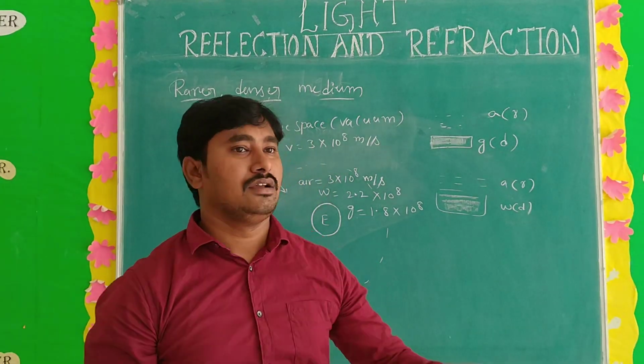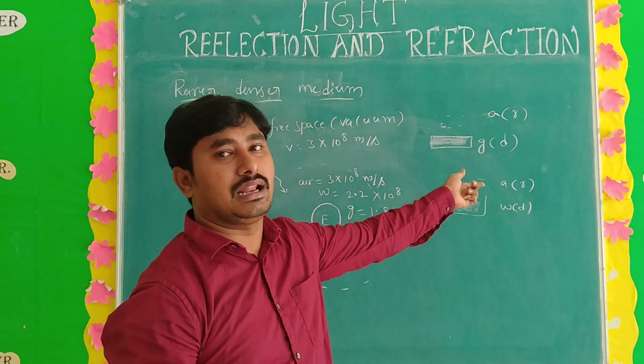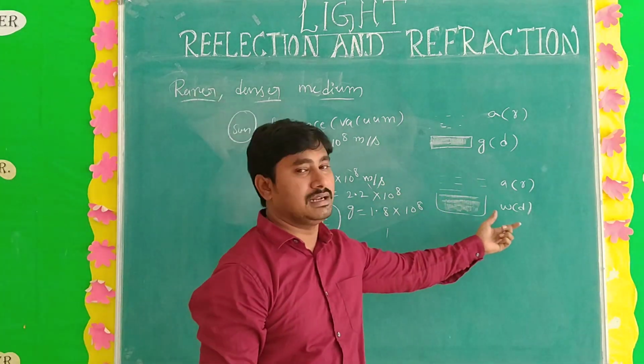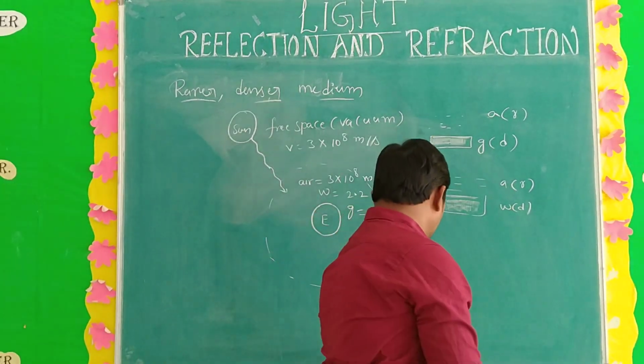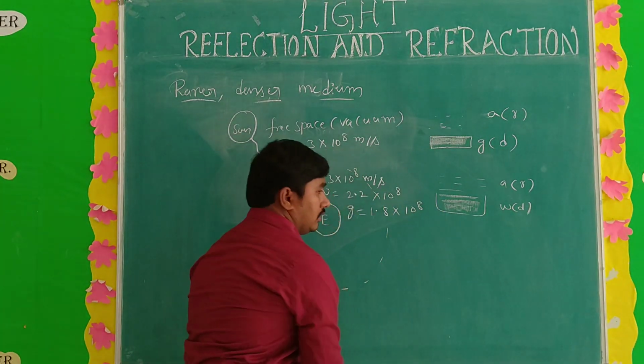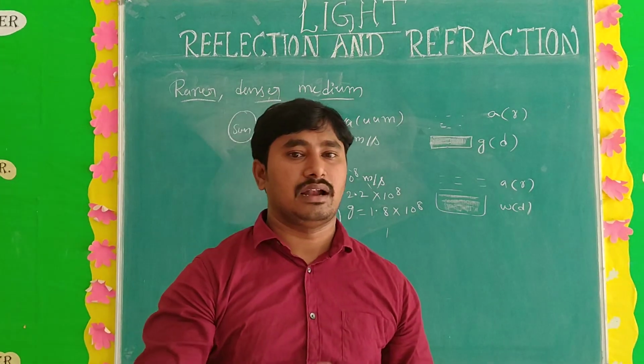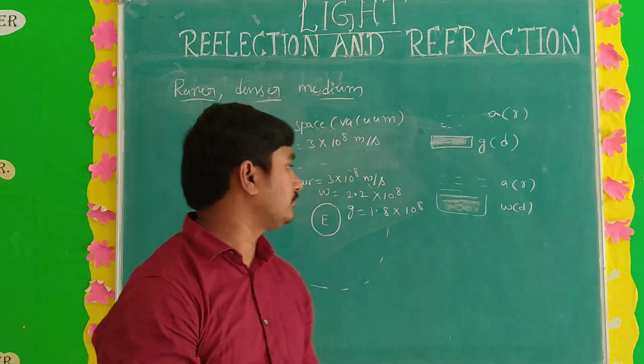So how to find which is the rarer and which is the denser medium? The medium whose speed of light is very high is the rarer medium. The medium whose speed of light is very low is the denser medium. Understand? Next, we will discuss what happens when the light ray travels from rarer to denser and from denser to rarer. What are your observations?